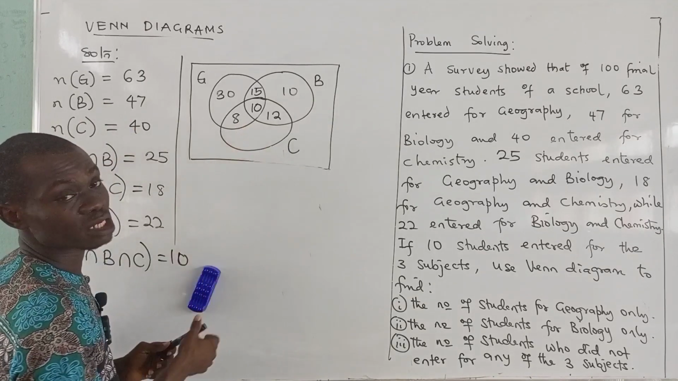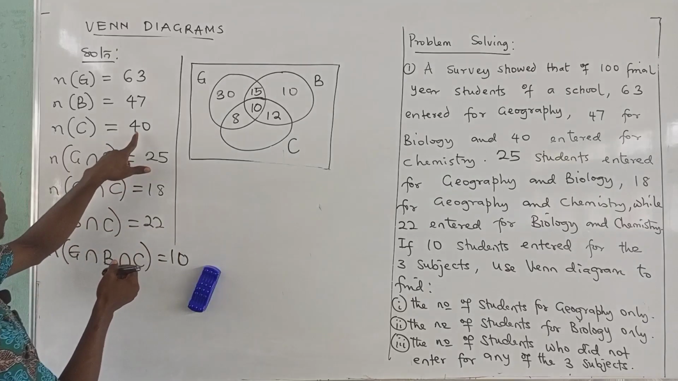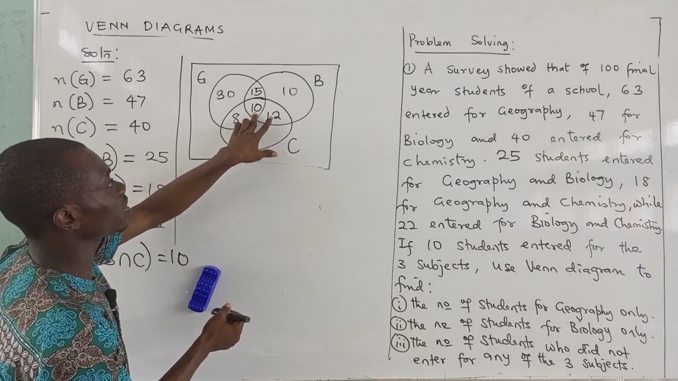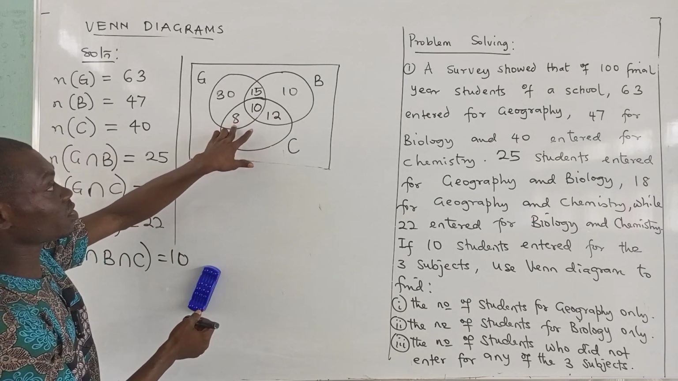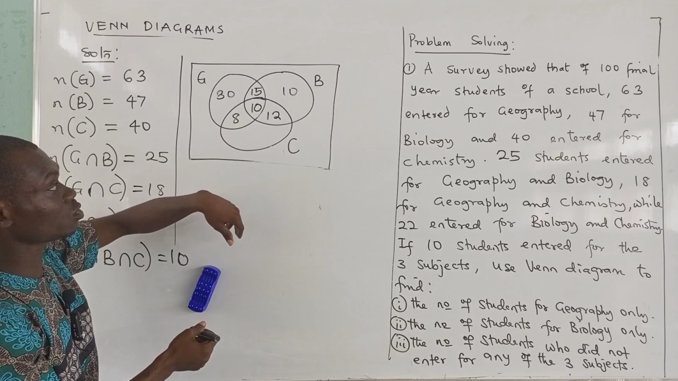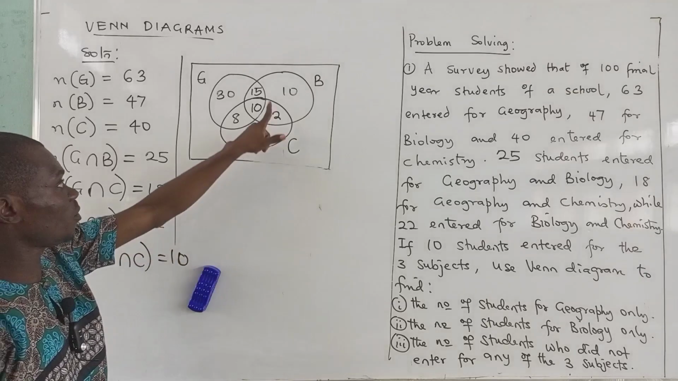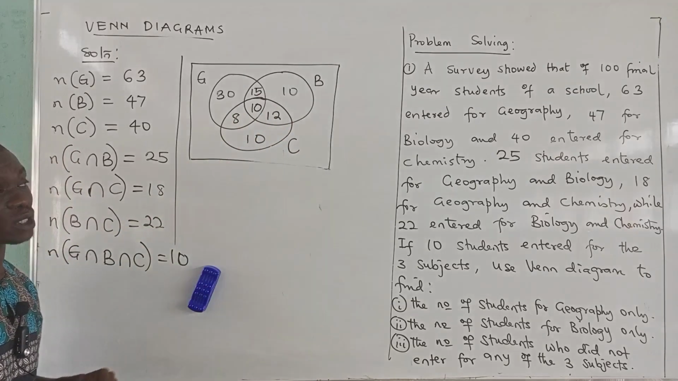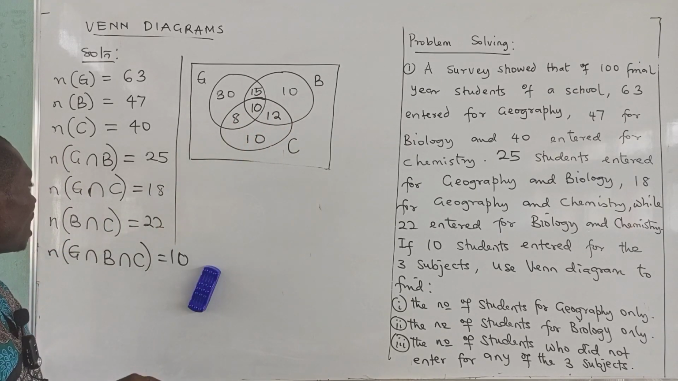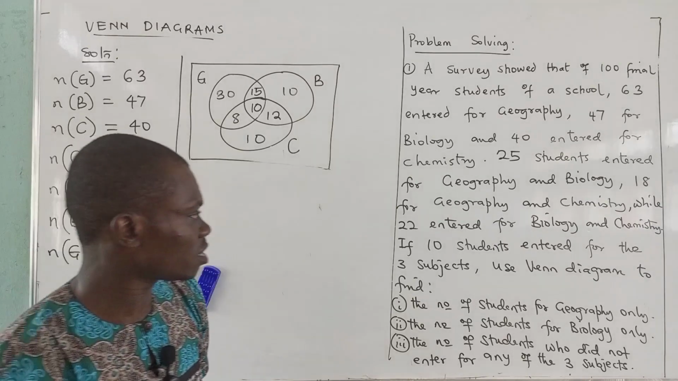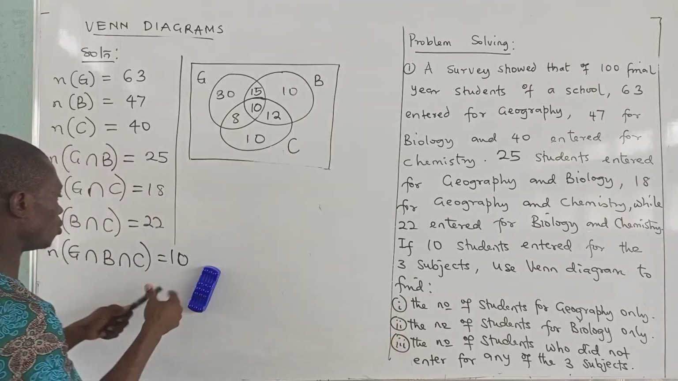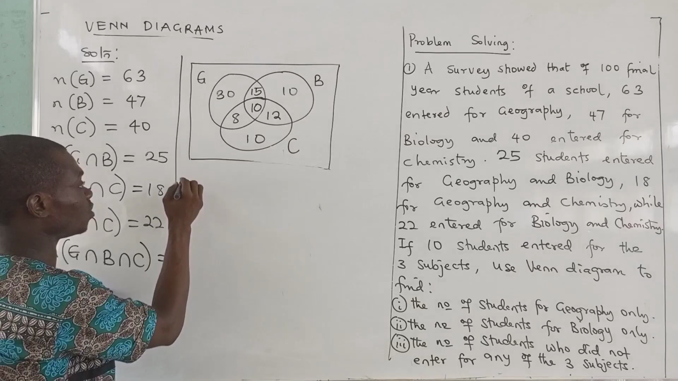And then while here, you have 40. 40 minus 10 is 30. 30 minus 8 is 22. 22 minus 12 will also give you 10. And you will see if you add up everything here also, you will get 40. And so this is our Venn diagram. However, notice that when we go down now to answer the questions we have, let's begin with the first one.